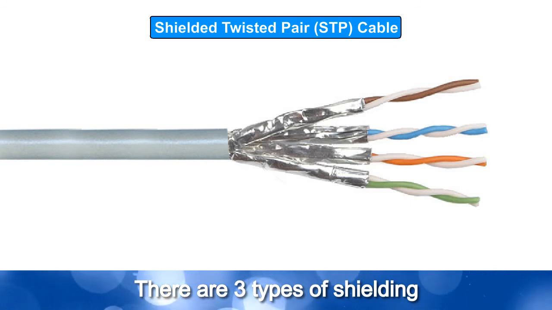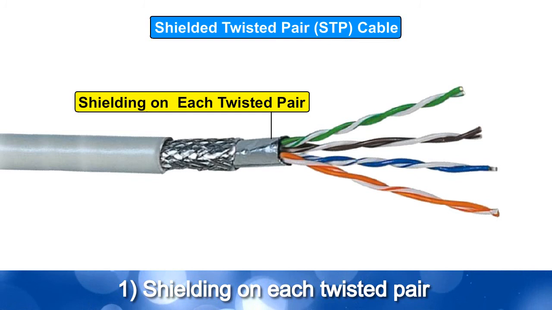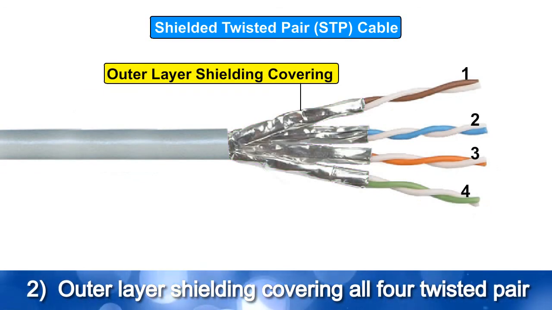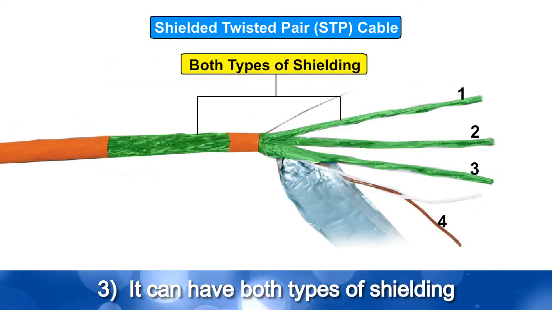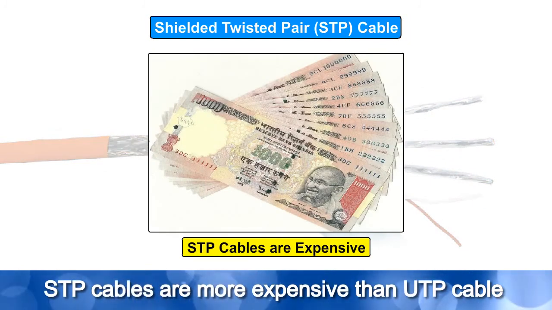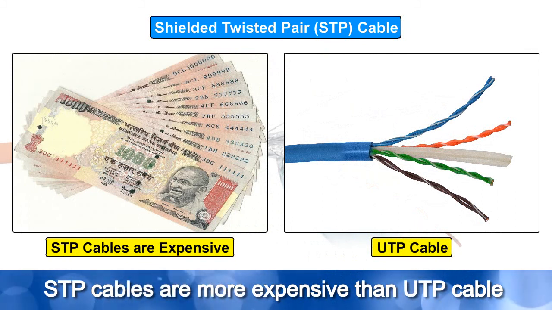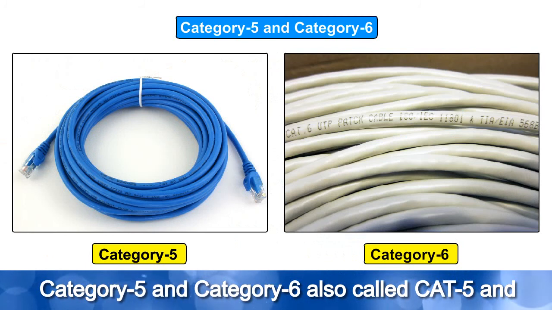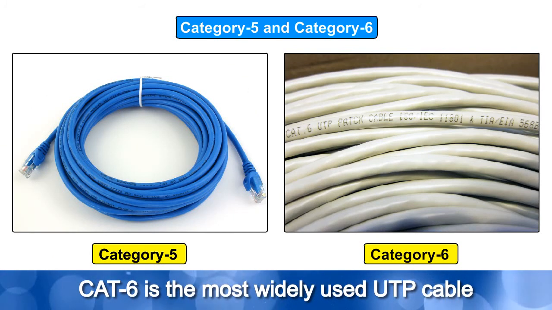There are three types of shielding. 1. Shielding on each twisted pair. 2. Outer layer shielding covering all 4 twisted pairs. 3. It can have both types of shielding. STP cables are more expensive than UTP cable. Category 5 and Category 6, also called Cat 5 and Cat 6, are the most widely used UTP cables.